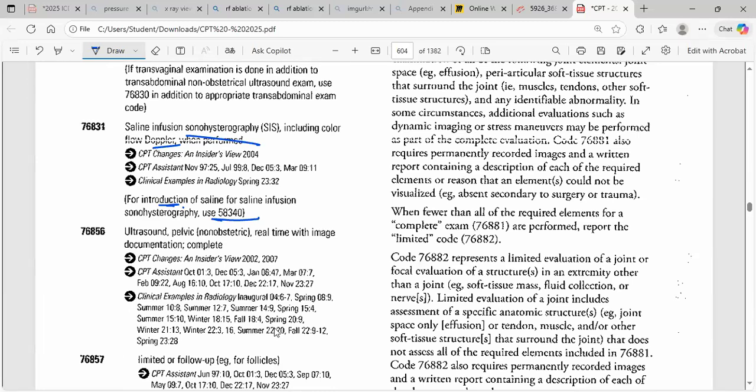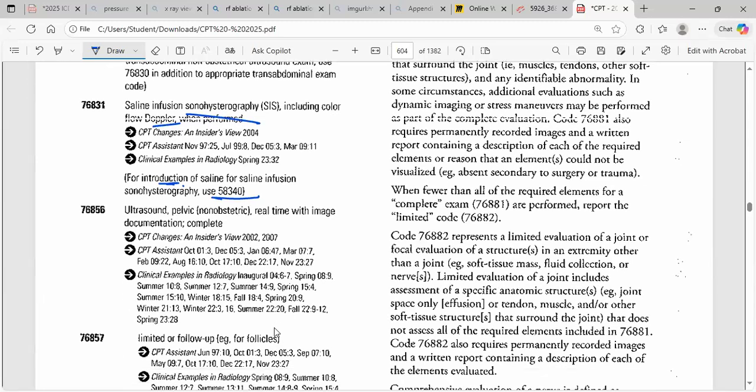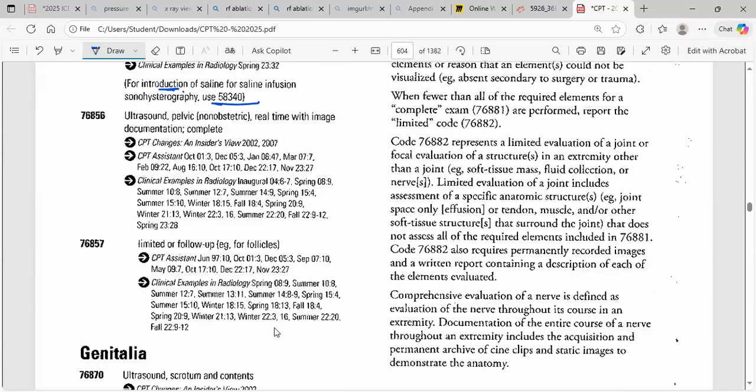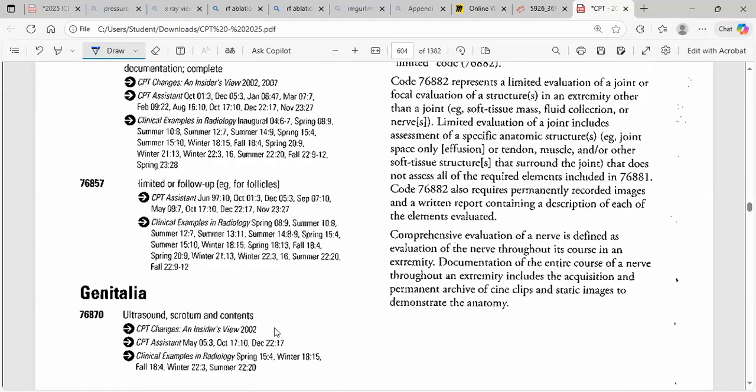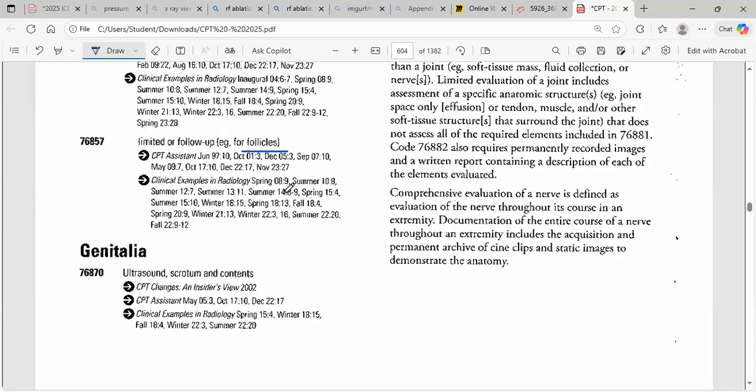This is non-OP. If it is OP, we have to quote the previous one. This one is also based on complete and limited. To understand the difference between complete and limited, you have to follow the elements documentation. If all the elements have been covered, then we are going to consider it as complete. And if it is only for the follicles, like if the patient has PCOD and she just came for the follicles ultrasound, then we are going to consider it as limited only.